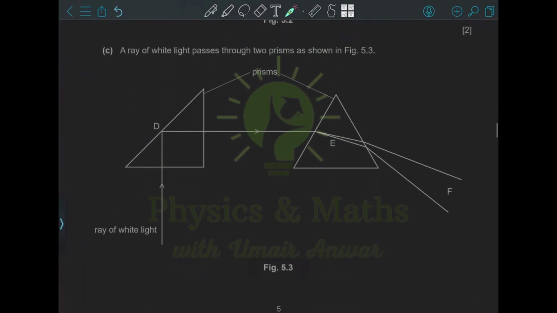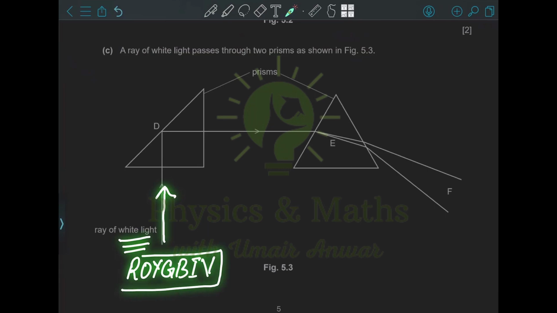The next part reads, a ray of white light passes through two prisms as shown in figure 5.3. So a ray of white light is coming, and we know that white light consists of 7 colors, which are red, orange, yellow, green, blue, indigo, and violet. We can remember them using the phrase Roy G Biv.